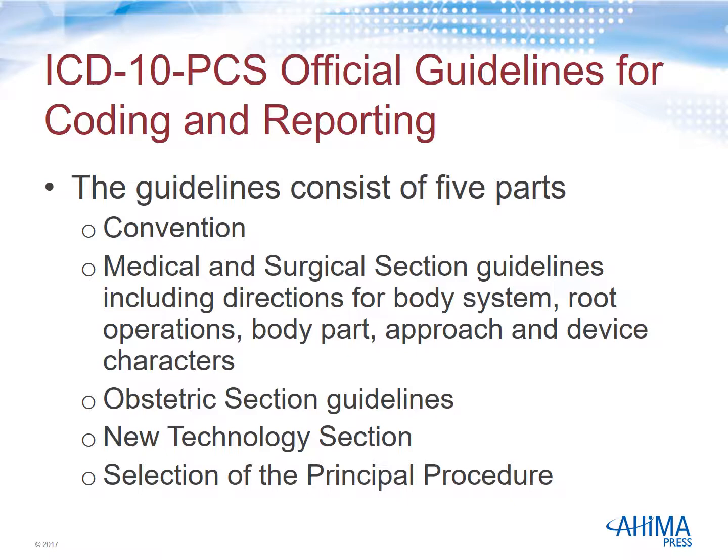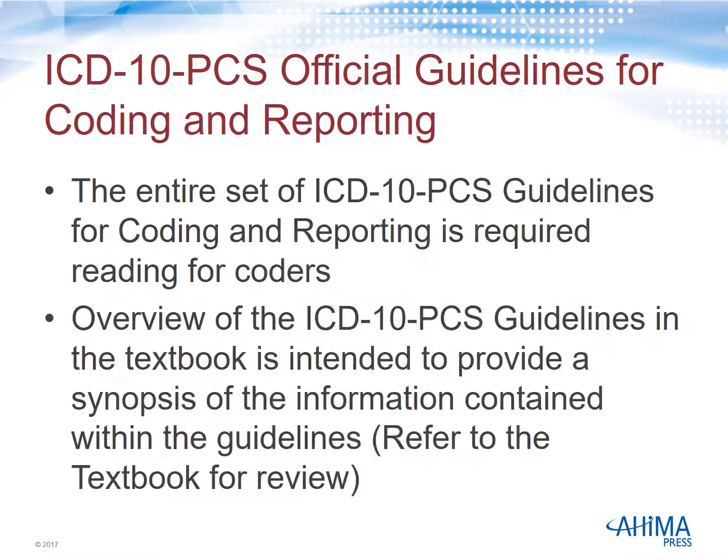The guidelines consist of 5 parts: the convention, medical and surgical section guidelines including directions for body system, root operations, body part, approach and device characters, obstetric section guidelines, new technology section, and selection of the principal procedure. The entire set of ICD-10 PCS guidelines for coding and reporting is required reading for coders. The overview of the ICD-10 PCS guidelines in the textbook is intended to provide a synopsis of information contained within the guidelines. Please refer to your textbook for review.